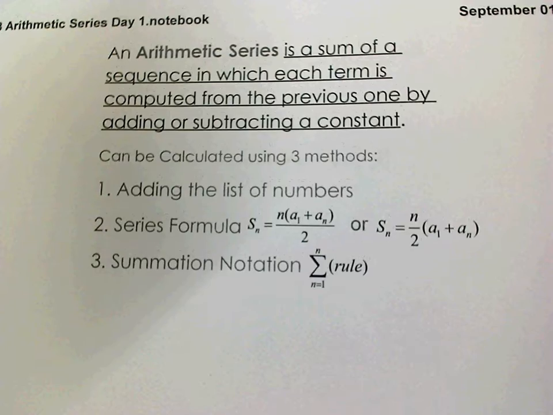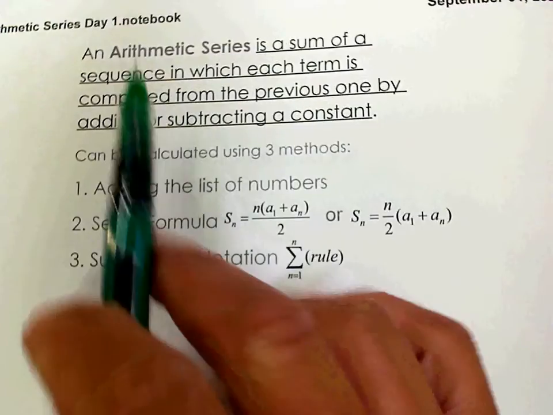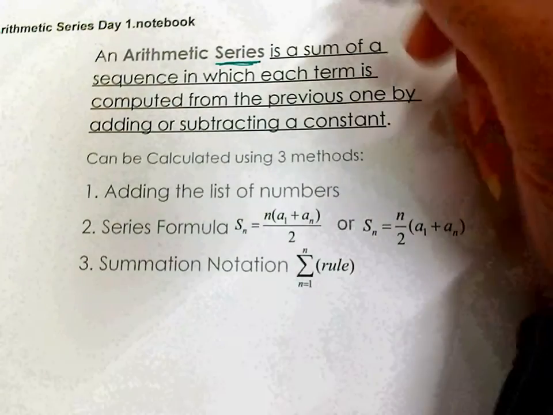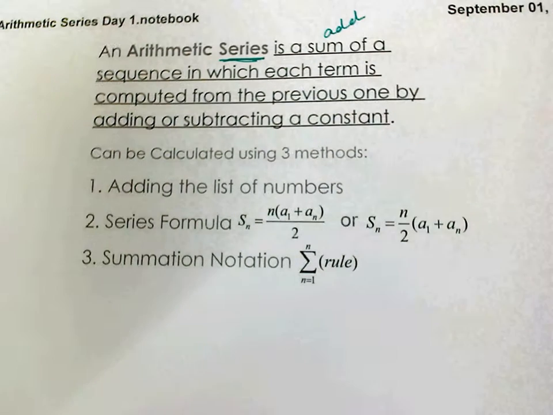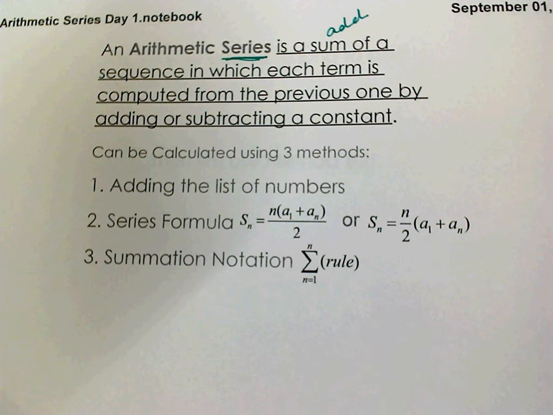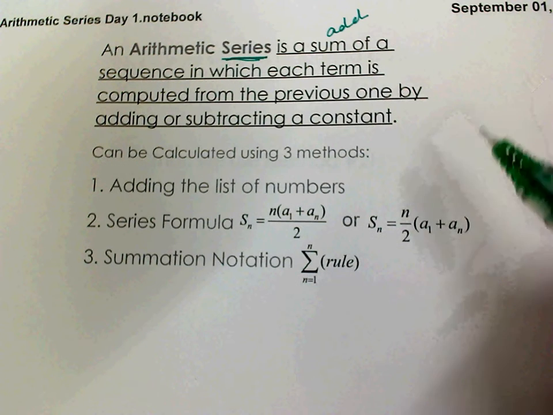So, here are your notes. An arithmetic series is the sum, that means I'm adding, of a sequence in which each term is computed from the previous one by adding or subtracting a constant. There are three methods you are going to learn.